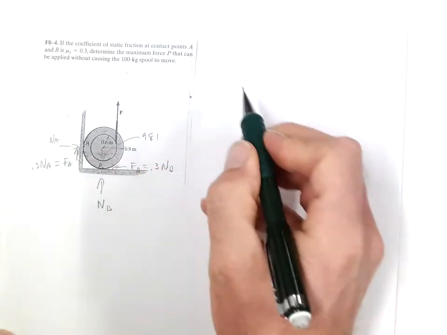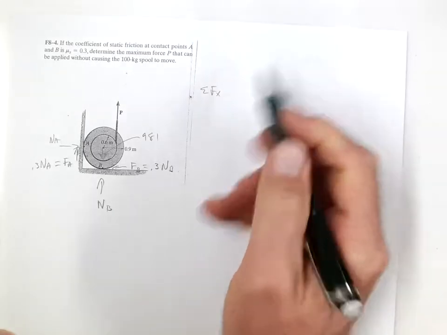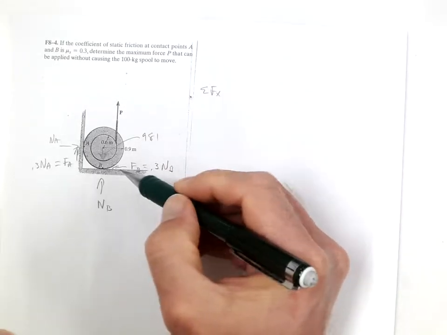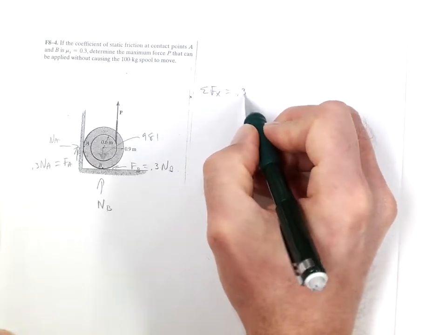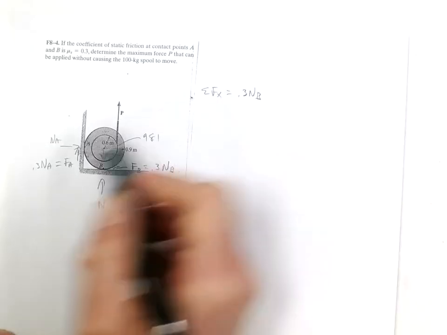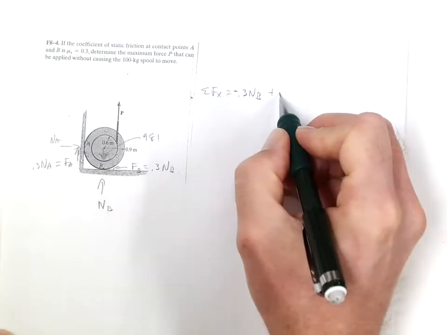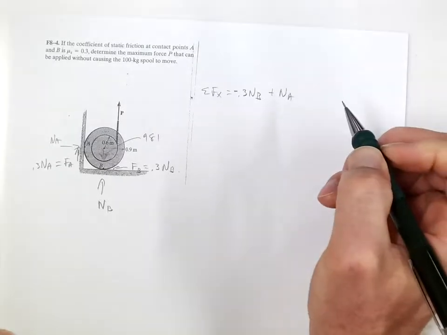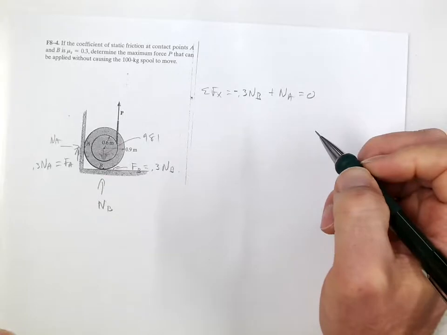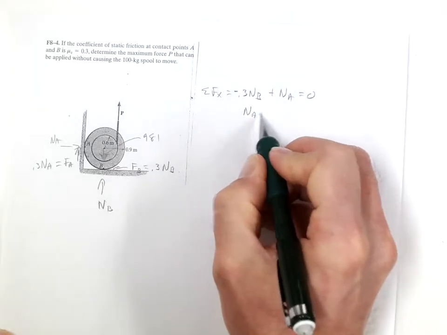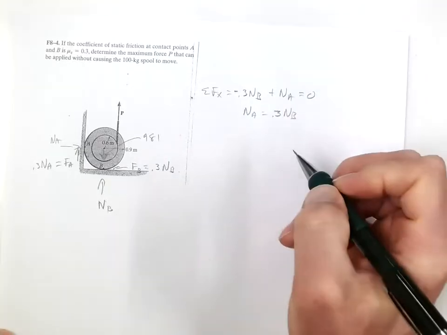So let's sum the forces in the x direction. In the x direction, we have the force of friction FB, which is 0.3 NB. We've got NA over, so we'll call this one negative, this one positive, and that equals 0. So NA is equal to 0.3 NB.